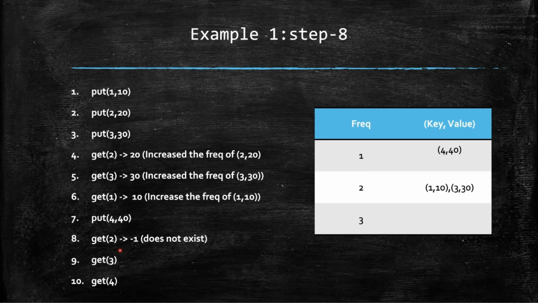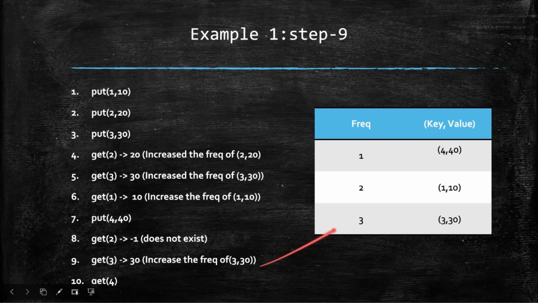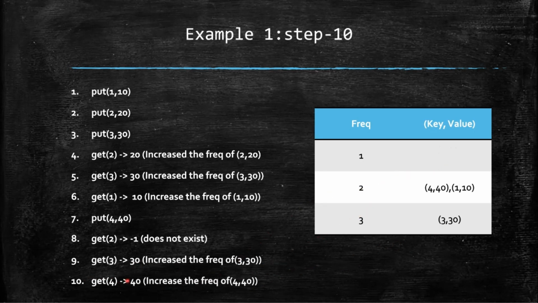Whenever I call get 2 for the query number 8, it will return -1, as it doesn't exist in my cache because we have deleted it just before. For get 3, it will return 30 and increase the frequency of 3. And for get 4, it will increase the frequency of 4 and will return the value 40, right? So this is the complete intuition behind example number 1 which I have taken here.